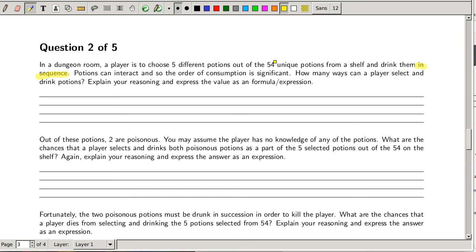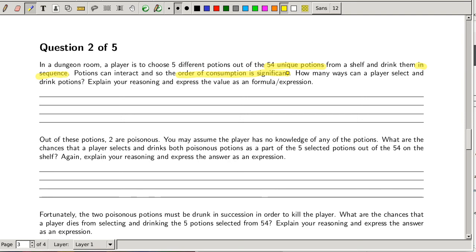It doesn't quite state explicitly, but it suggests that order is important. And you have 54 unique potions, which means the choice is without replacement, because once you take one potion out of the collection from the shelf, it is no longer available to be chosen later on. Potions can interact, so order of consumption is significant. So this is explicitly saying the order is important. How many ways can a player select and drink potions? Explain your reasoning and express the value as a formula or expression.